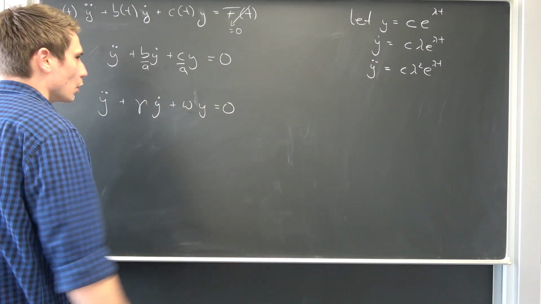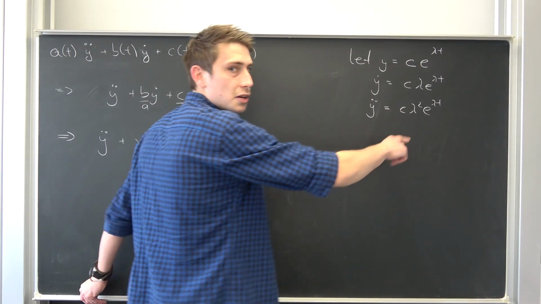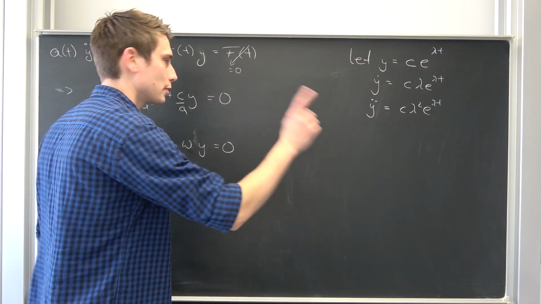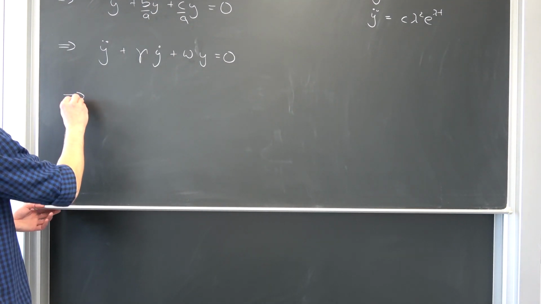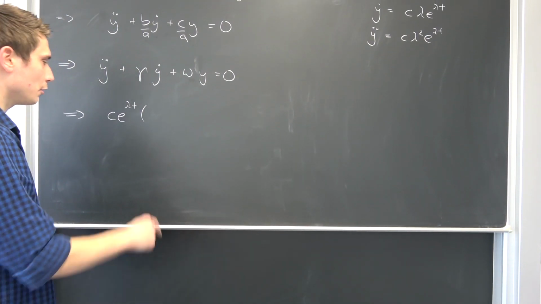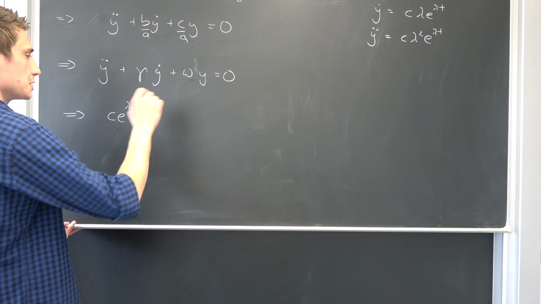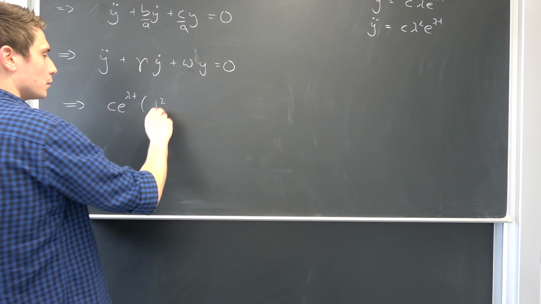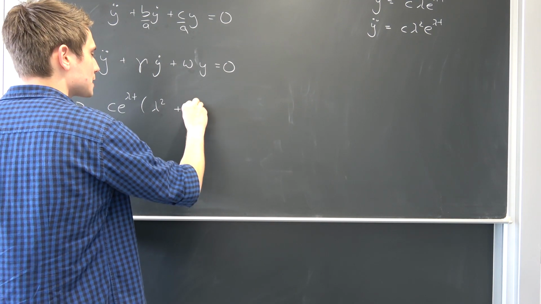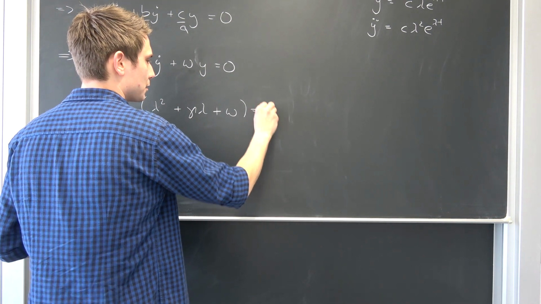Now we can plug our y in there. And I want you guys to notice whenever we plug this in, c times e to the lambda t is a common factor on all of those. So we are going to factor this out. Now we are going to get c times e to the lambda t. And you can only factor it out if none of those is equal to 0. Okay? It only works like this. And then we have lambda squared plus gamma times lambda plus omega squared being equal to 0.